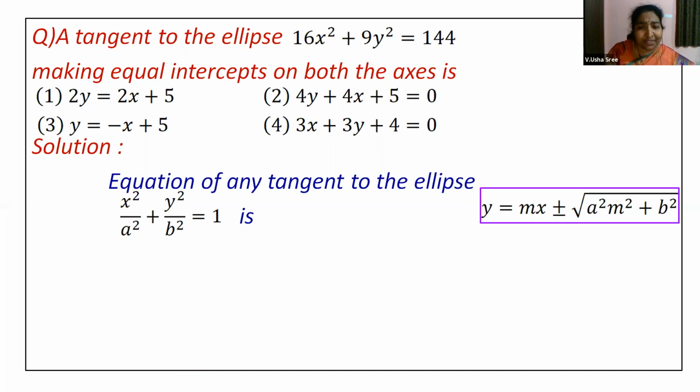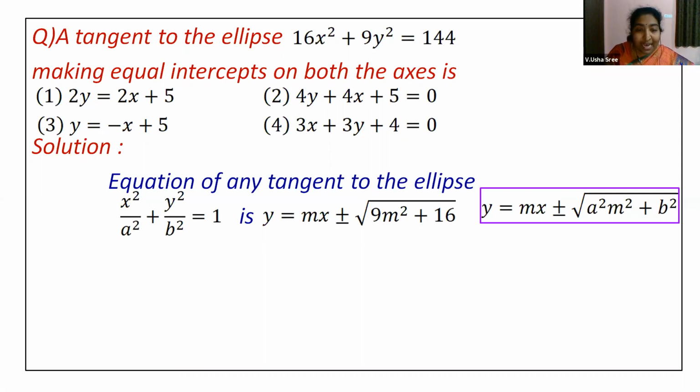Now here, you don't know what m is. For the time being we will keep m as it is, but do you know the values of a² and b²? Yes. How do we know? You are given that 16x² + 9y² = 144. So that means x²/9 + y²/16 = 1 is your ellipse equation, right? That means a² is 9 and b² is 16. We will just substitute that first. Then we will get y = mx ± √(9m² + 16).